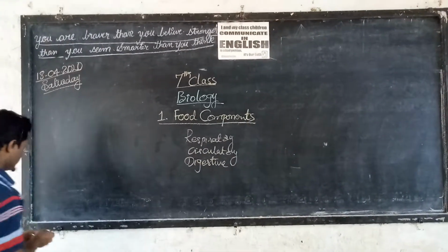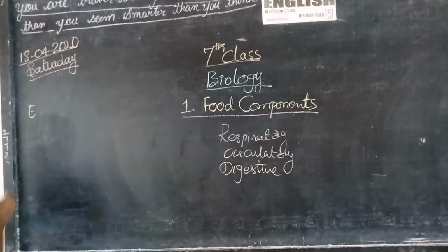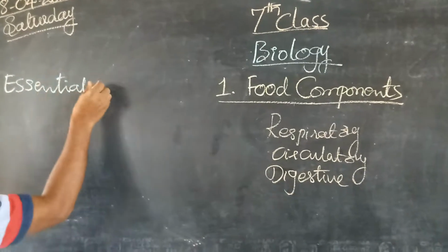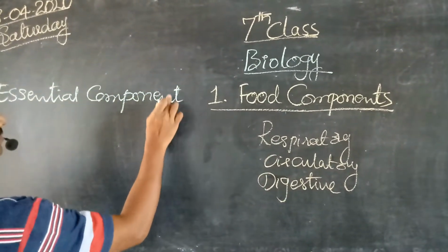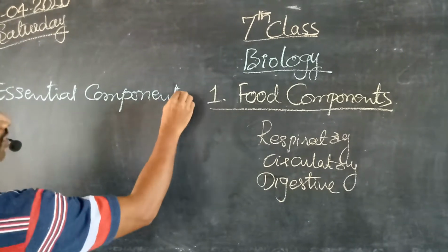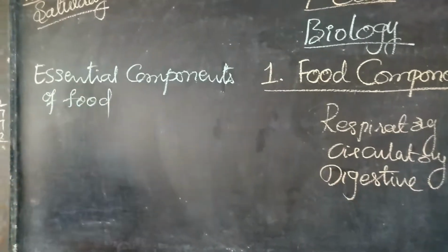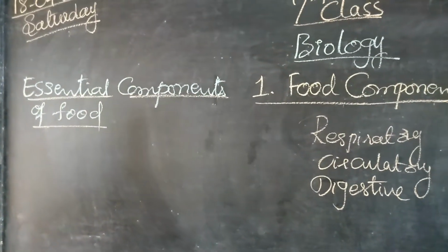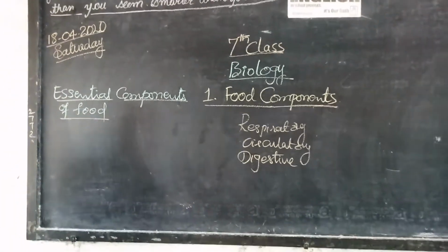So now, next topic, a very important topic: essential components of food. What are the essential components of food? Essential means very important components. What components are present in the food? Let us see one by one.